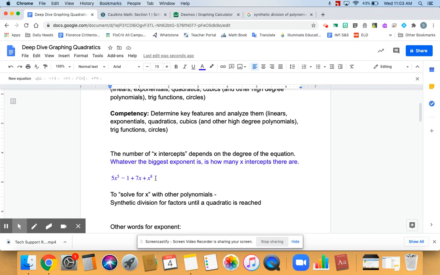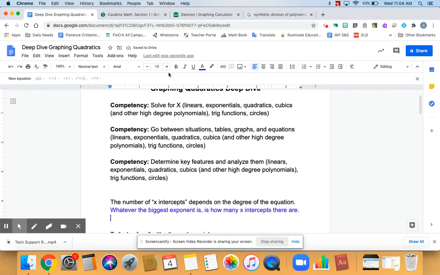The word polynomial means more than one term. So this is a polynomial because there's 1, 2, 3, 4 terms. Remember, terms are separated by plus or minus signs. So like this is different than this because of the minus sign in between them, which is different than the 7x because of the plus sign between them.